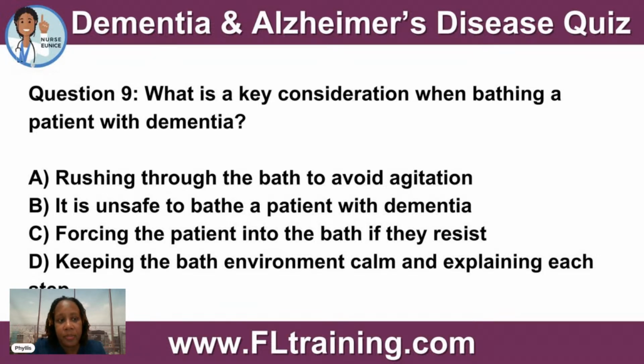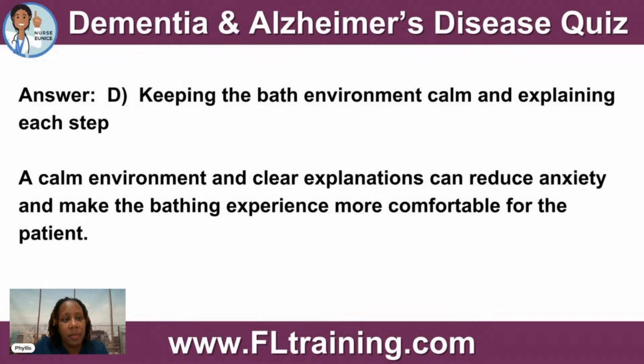What we got? All right, D's, D's, D's. Y'all's names are rolling in, but I see a lot of D's. Any more coming in? All right, let's see who's correct. Thumbs up if you chose D, keeping the bath environment calm and explaining each step. A calm environment and clear explanations can reduce anxiety and make the bathing experience more comfortable for the patient. So thumbs up, you guys, if you chose D. Proud of you guys.